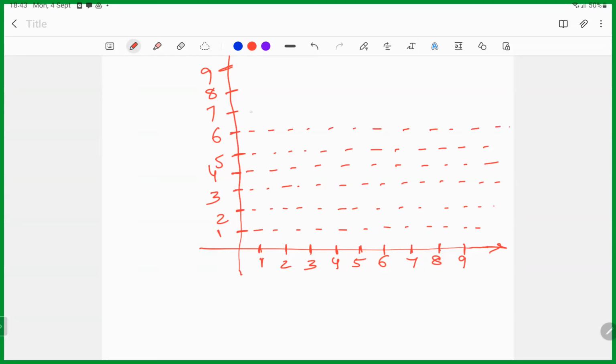So how much is the x coordinate? 4. Y coordinate is 8, right? So mark the next point as 3, 9.